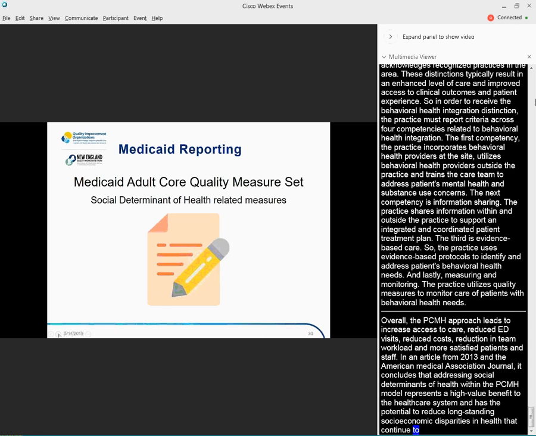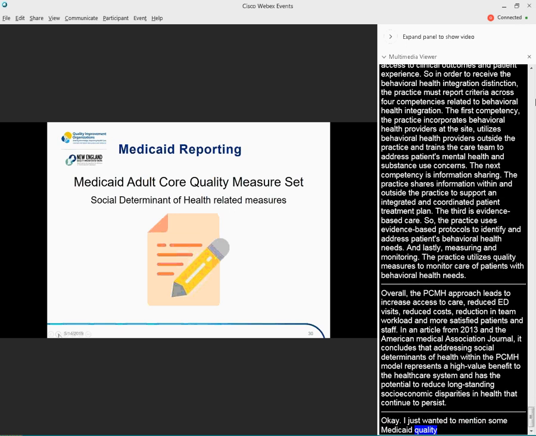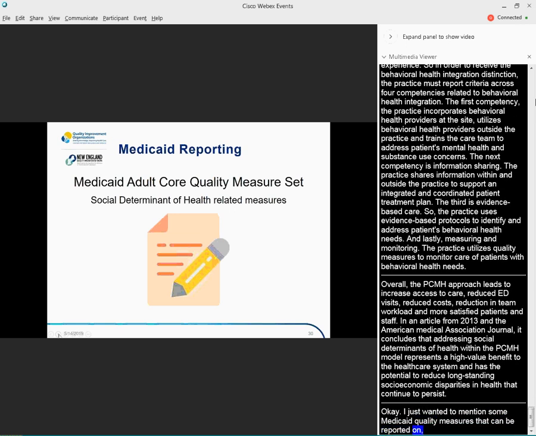Okay, so I just wanted to mention some Medicaid quality measures that can be reported on, but I also want to point out that this is state-specific, so it might differ from the state that you're in. The ones that we've listed are from here in Massachusetts, where we are.